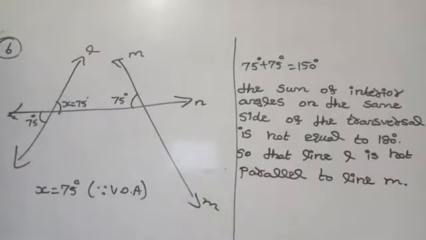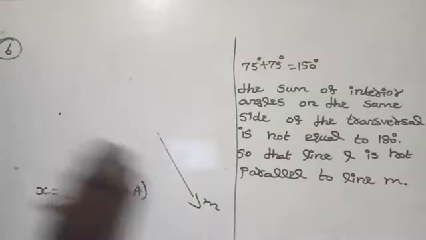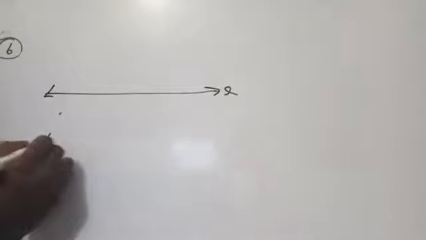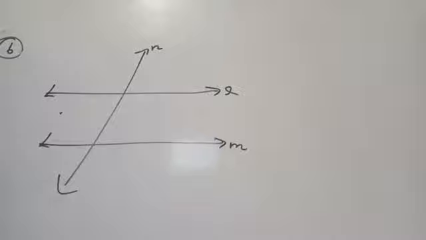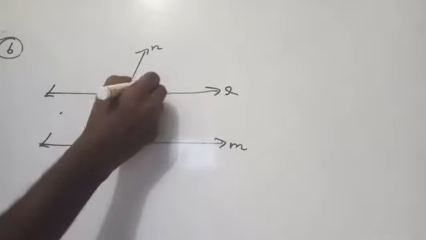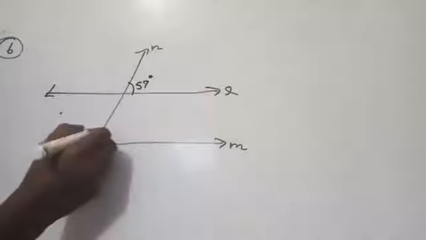Are you getting here? Yes. Shall we move to the third part now? What is the third part for you? It is given that line L and line M are intersected by a transversal N. These two lines are not parallel, please keep in mind. It is given that this angle is 57 degree. Here it is 123 degree.